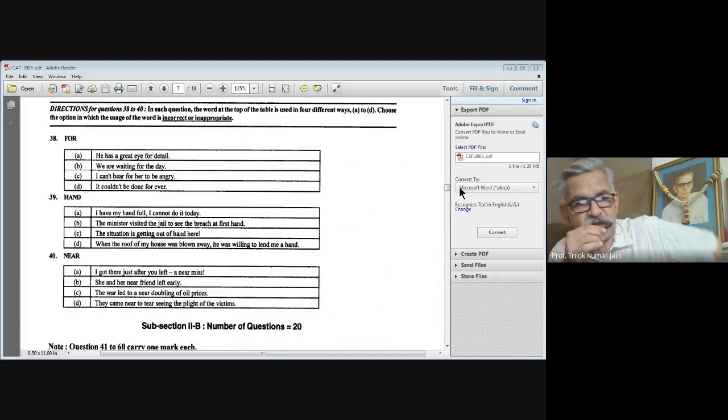Next sentence, near. I got there just after you left. A near miss. She and her near friend left early. The war led to a near doubling of oil price. They came near to tears seeing the plight of the victims. Which is the incorrect use? Tell me.